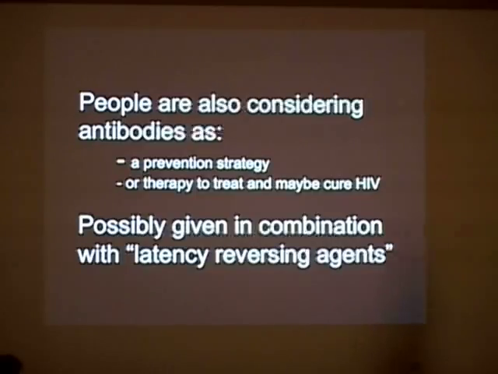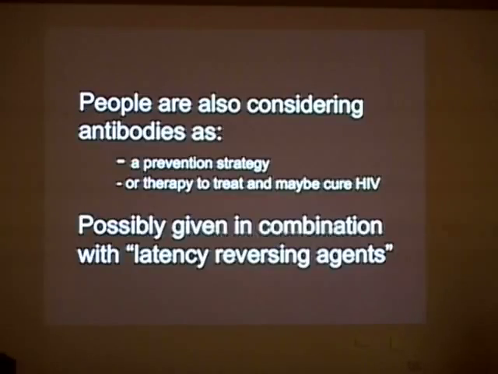Thank you. Okay, so people are also considering antibodies as a prevention strategy. Instead of trying to make a vaccine stimulate antibodies, you take good antibodies from somebody who's been infected, clone them, make a bunch of that antibody, and maybe put that in a gel for prevention during sex. Or you might give those really good antibodies to a person who's infected and see if that could help clear the virus from that person. So there's a lot of interest in that right now. We're working very hard on that with some of our partners.